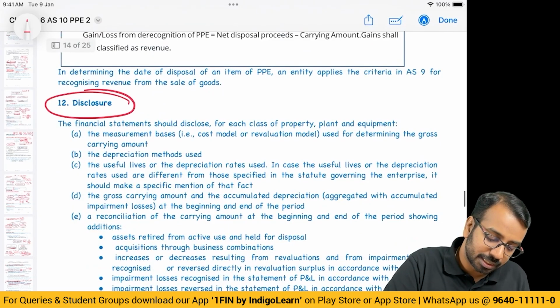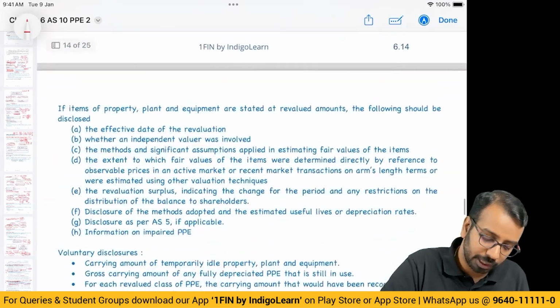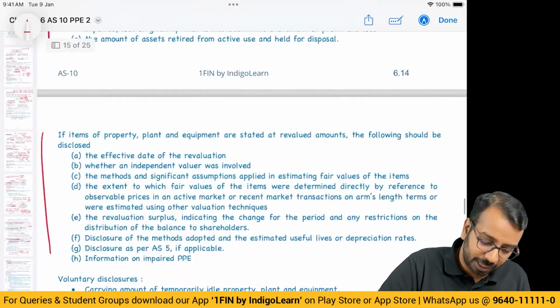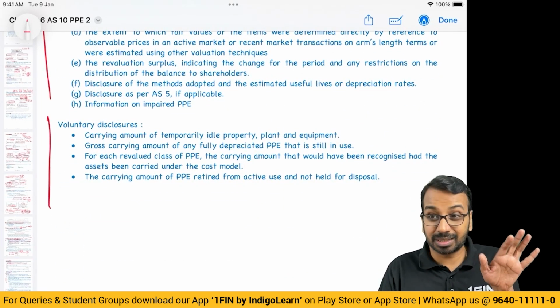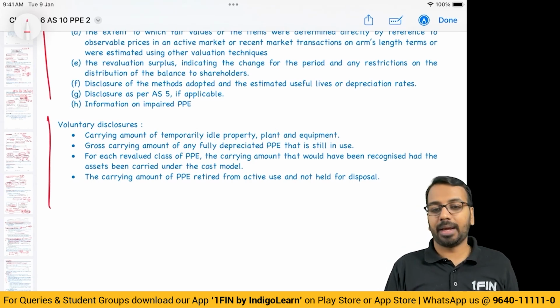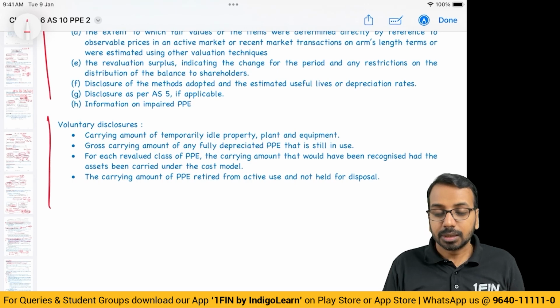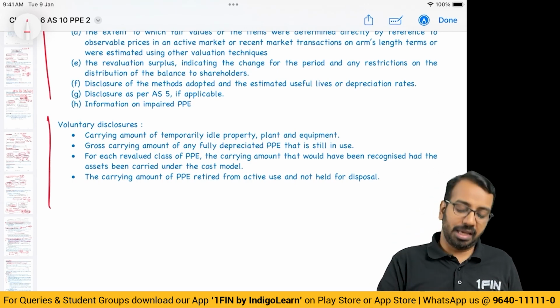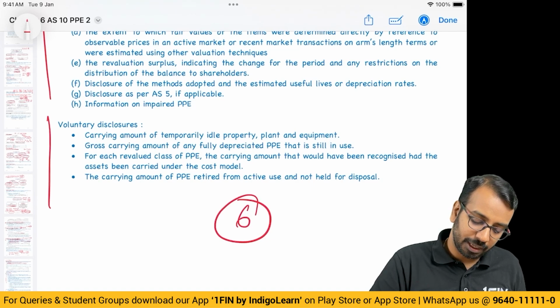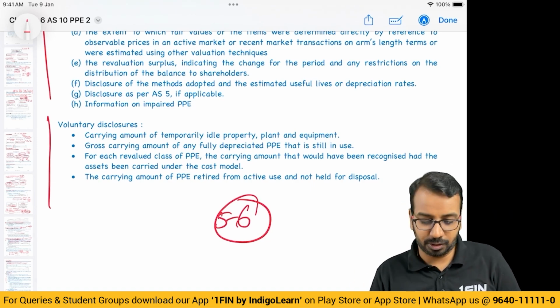Then there is this disclosure requirement. This you have to go through on your own. Just read it a couple of times. Don't try to learn it by heart. Now in the next 30 minutes, we'll take up some important questions that you should be practicing from the examination point of view. Again, I'm saying this is one standard where 5 to 6 marks can be easily scored if a question comes up in the examination.